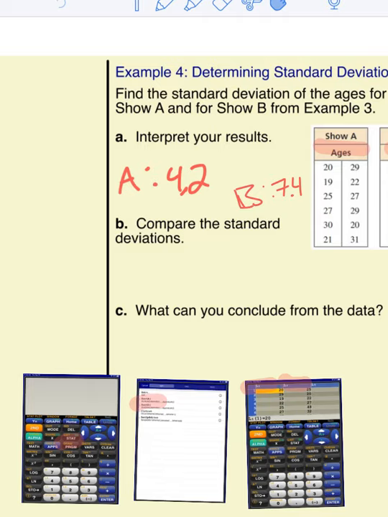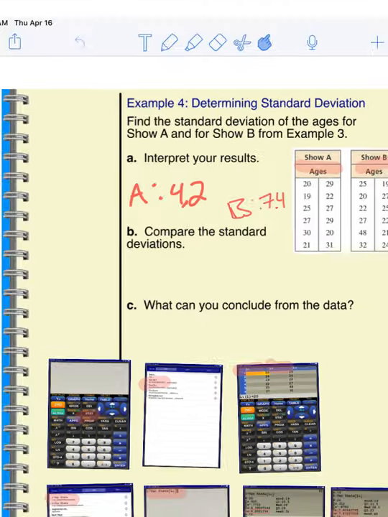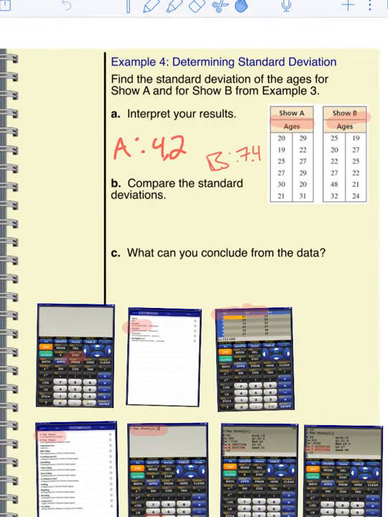So just like we said when we calculated range, that show B had a bigger variety of ages, we can now say with certainty that show B has a bigger variety of ages because when we compare the standard deviations, for show B the average data point is 7.4 years away from the mean number of years. So because the standard deviation for show B is greater, it means that each data point is farther away from the mean.